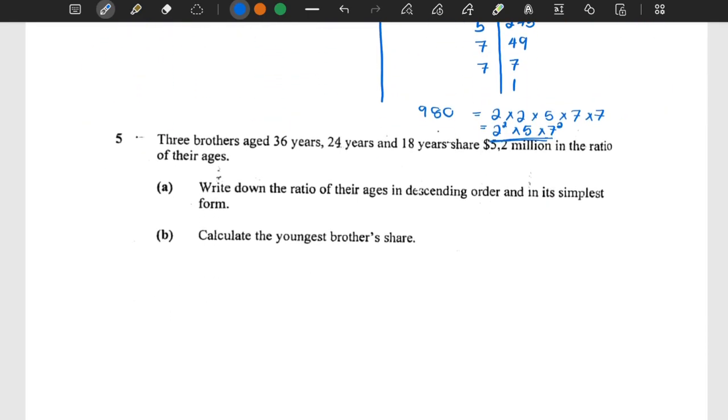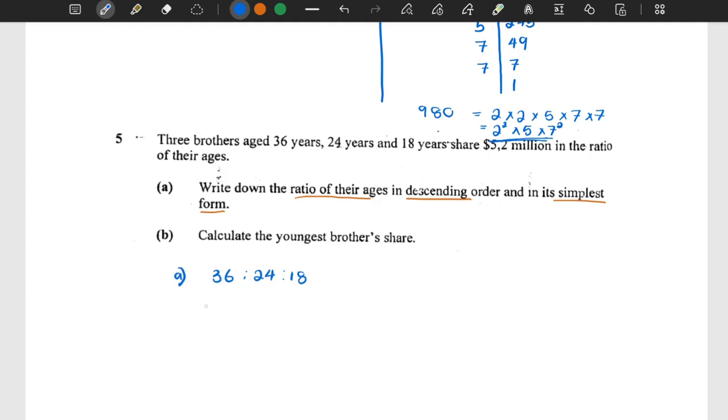Then the next question says, three brothers aged 36, 24 years, and 18 years share 5.2 million in the ratio of their ages. Write down the ratio of their ages in descending order and in its simplest form. First thing to note, descending order means highest to lowest, and then this is the ratio of their ages, and we're supposed to put it in simplest form. So we're supposed to find the highest common factor and then minimize. Their ages are 36, 24, and 18, already in descending order.